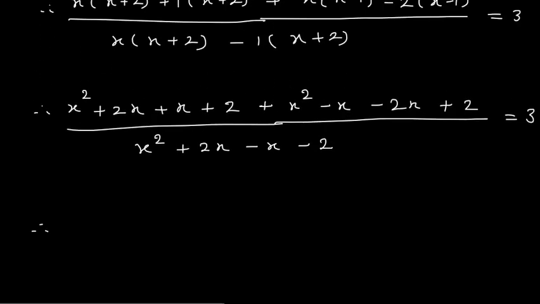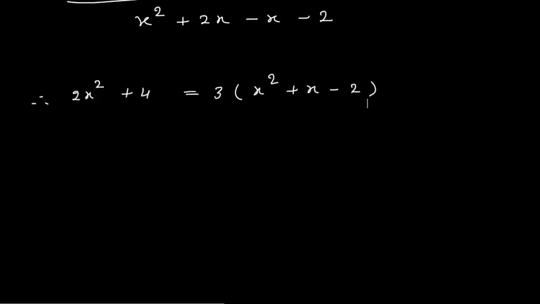So therefore we say that this is x square, so we have 2x square, then 2x plus x is 3x, and here minus x minus 2x is minus 3x, so that all will go, and this plus 2 plus 2 is plus 4. The denominator we will move to the right hand side, so it is 3 into x square plus x minus 2. Okay, so therefore 2x square plus 4 is equal to 3x square plus 3x minus 6.